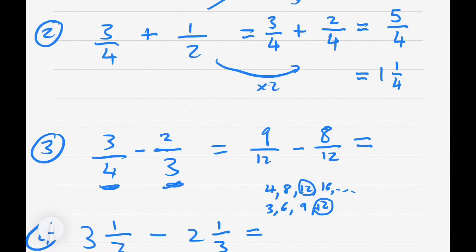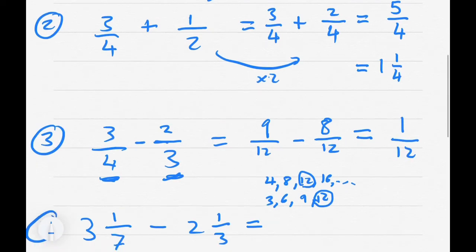So you times the second fraction by 4. Now we've got 9/12 take away 8/12. So we do that. 9 minus 8 is 1. And we keep the bottom number the same. So 1/12 is our answer.